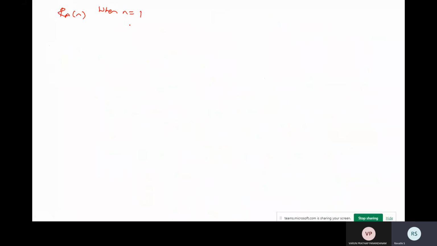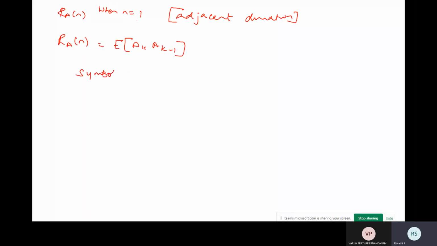Now a very important thing, RA of N when N equal to 1. So when N equal to 1, that is adjacent duration. When N is equal to 1, what is happening in the adjacent duration? So RA of N is nothing but expectation of AK into AK minus 1, because we have taken N equal to 1. So instead of writing AK minus N, you will write it as AK minus 1. Now let us see what are the possible symbols and the levels and the probability.